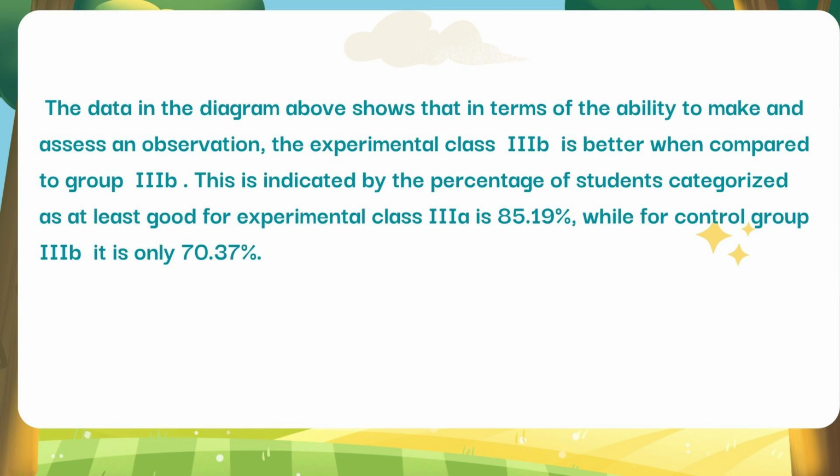The data and the diagram above show the results in terms of the ability to make and assess an observation. The experimental class 3A is better when compared to group 3B. This is shown by the percentage of students in the good category for experimental class 3A, which is 5.19, while for control group 3B it's only 70.37.